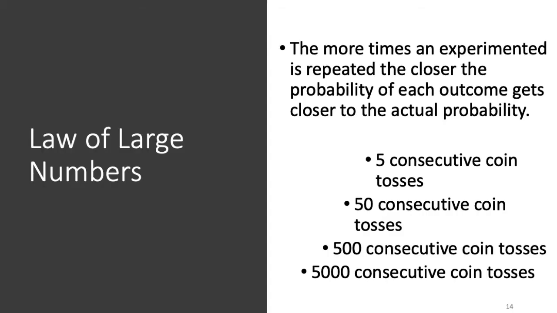This brings us to the law of large numbers. The law of large numbers states that the more times an experiment is repeated, the closer the probability of each outcome gets to the actual probability. So we can look and compare outcomes of 5 consecutive coin tosses, 50, 500, or 5,000. What we tend to find is that the more coin tosses you do, the more likely you are to have an equal distribution of heads and tails in all your outcomes.